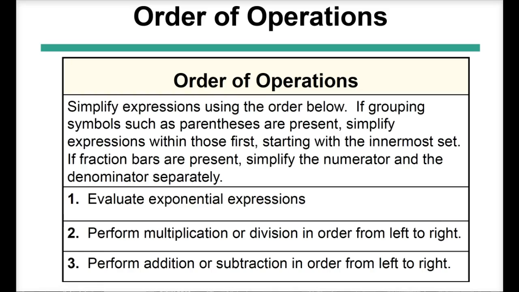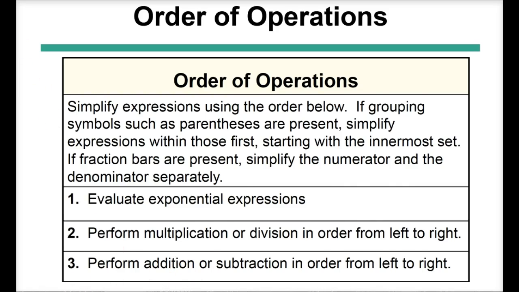If grouping symbols such as parentheses are present, simplify expressions with those first, starting with the innermost set. And then afterwards, if fraction bars are present, simplify the numerator and denominator separately. Now, what this basically means is that we need to do everything that is in grouping symbols first, then anything that's raised to a power second, and then after that we do all multiplication and division going from left to right, and then we do all addition and subtraction going from left to right. That's pretty much how it works.